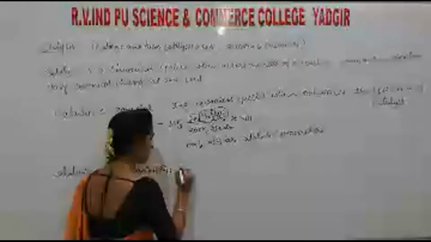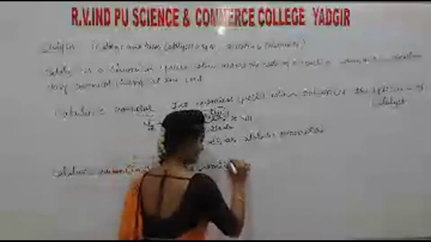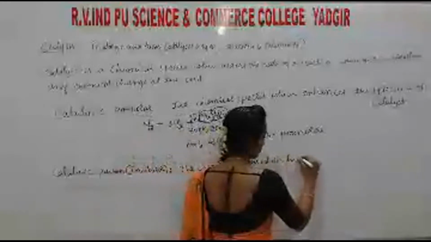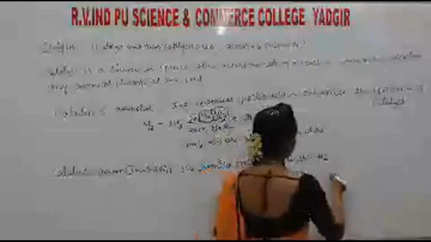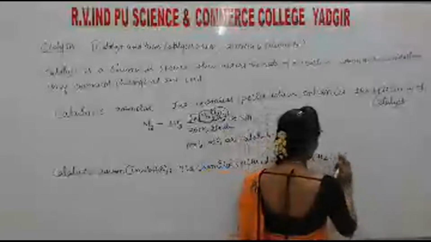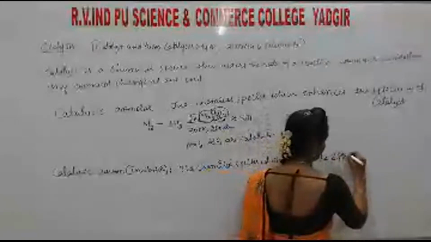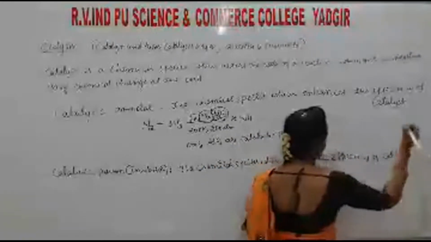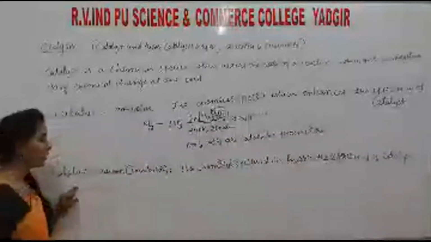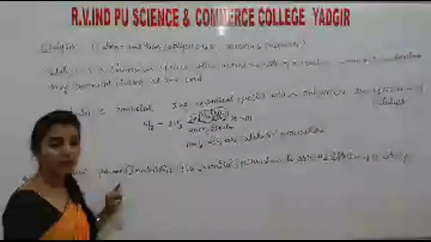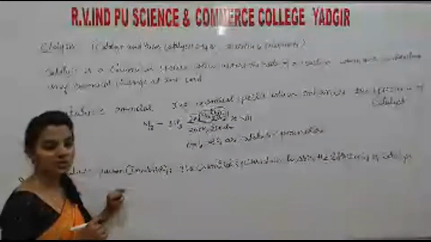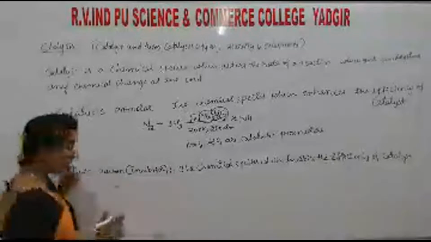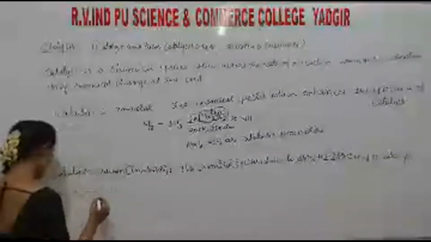So the chemical species which inhibits, means decreases, the efficiency of the catalyst. This is called as what? Catalytic poison or catalytic inhibitor. This process is also called as inhibition. Okay, it decreases the efficiency of the catalyst. So students, here as I told you, another one.